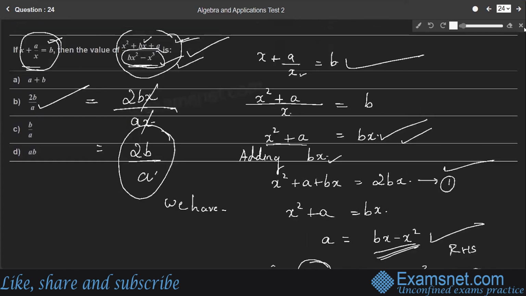So next, adding bx to both LHS and RHS, we have got x square plus a plus bx as 2bx, right? Therefore, the numerator is equal to 2bx, and the denominator is nothing but a into x. So we can cancel x. So the answer is 2b by a. Option B is the right answer.